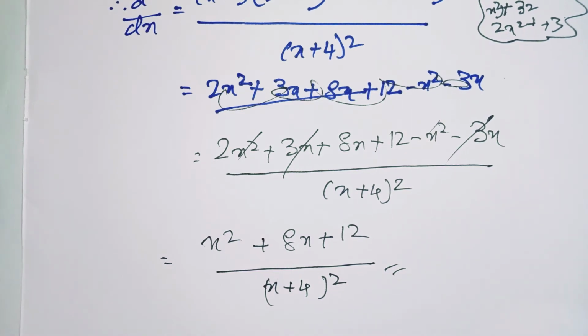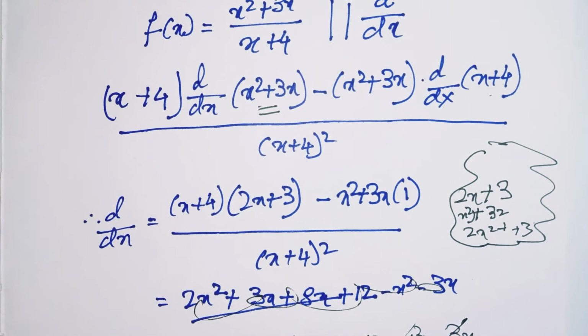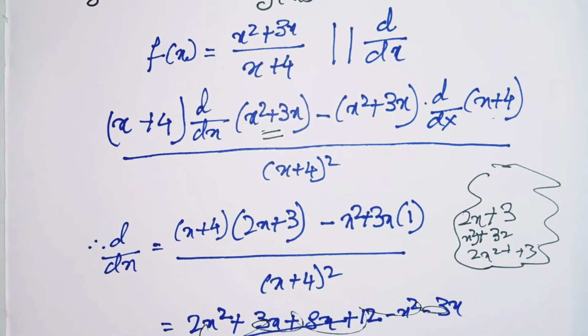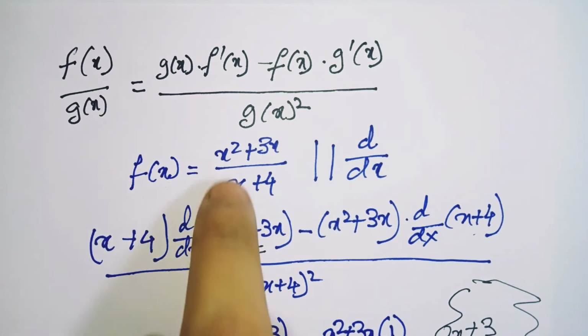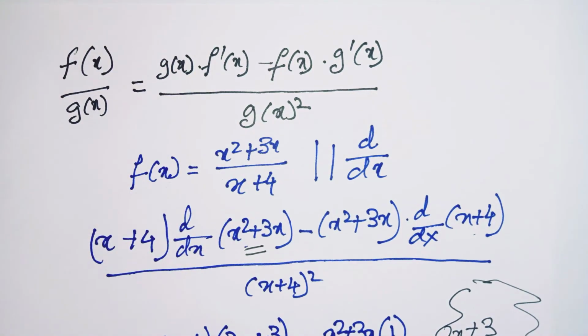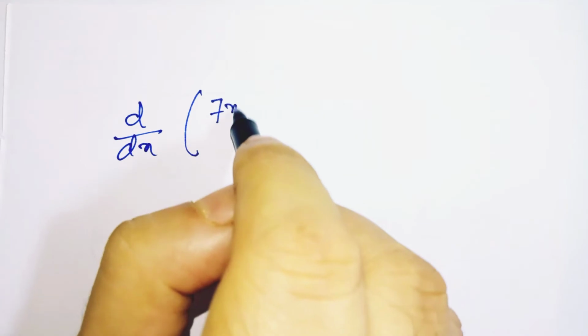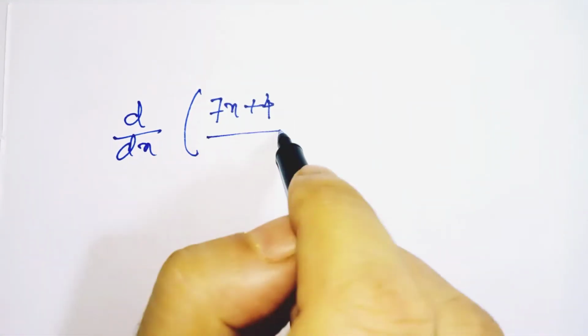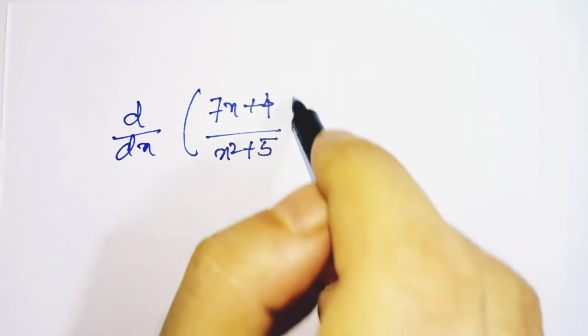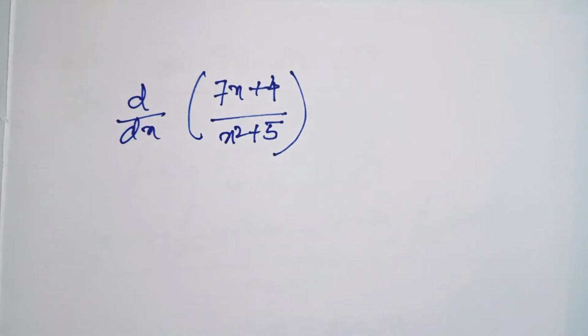Just to keep it as a note, in the case of the quotient rule, what we need to do is first, as usual, write f of x and g of x, and which one is f prime and g prime, and then we need to differentiate. Let us see another example so that things become clearer. What if I want to take d by dx of 7x plus 4 whole divided by x squared plus 5? What if you want to solve this particular expression?